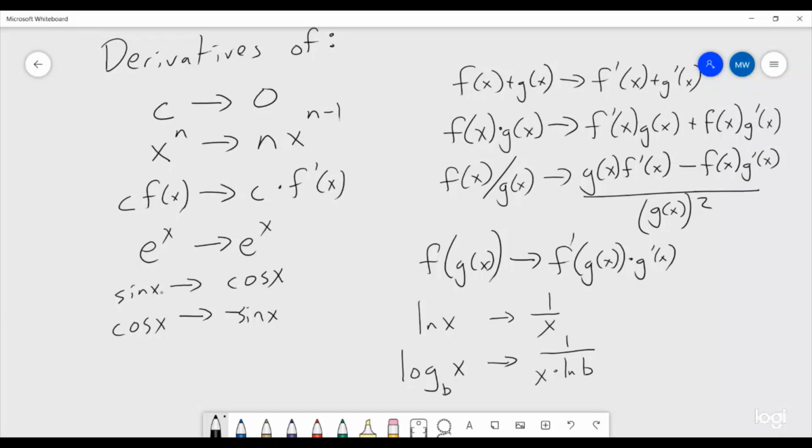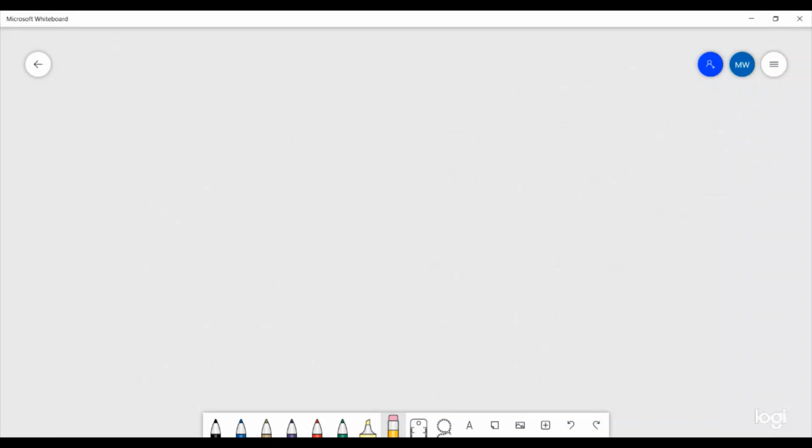Oh, and also I forgot base to an x, so b to the x goes to b to the x natural log of b. Alright, so those are the most common derivative rules that we will come across. So using these rules, what are the derivatives of the following 4 functions?